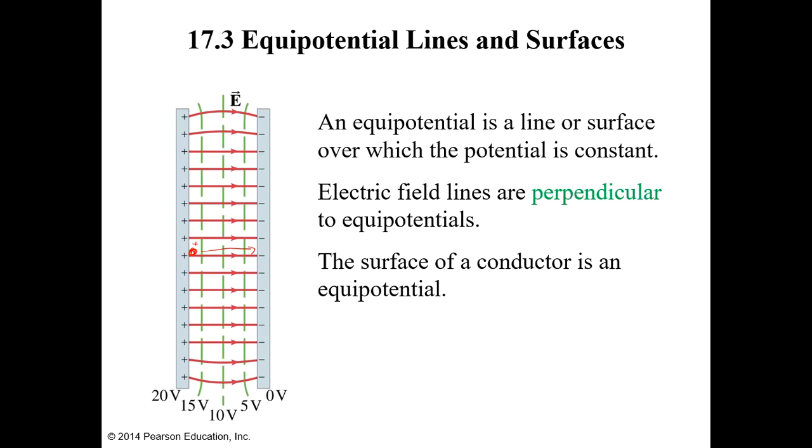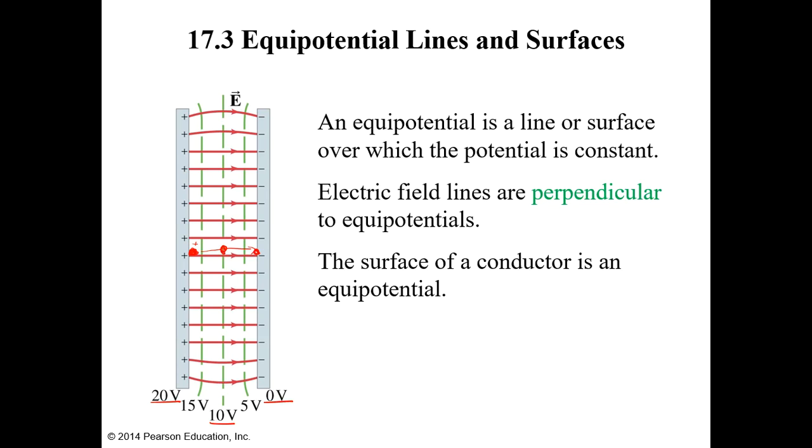So how much potential do we have? Well, while that charge is next to that positive plate, we're going to have 20 volts. When that charge reaches the other plate, it'll have 0 volts. In this case, halfway through, you'd end up with a value of 10 volts.